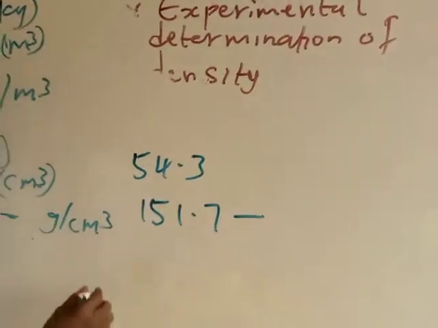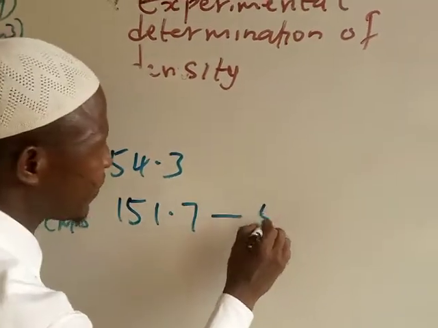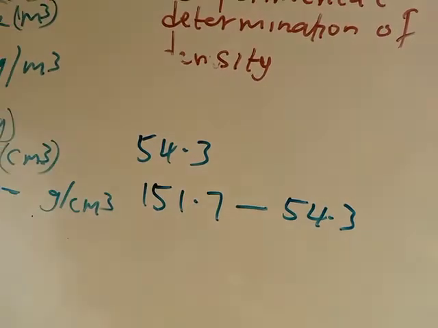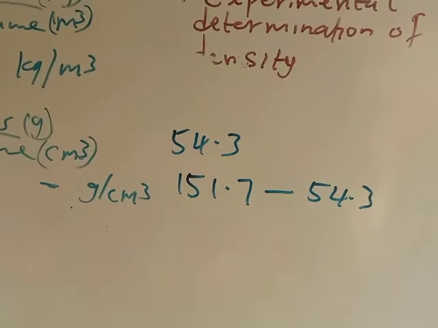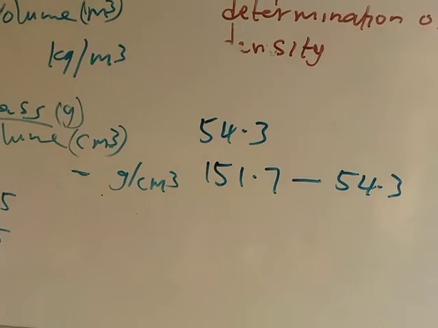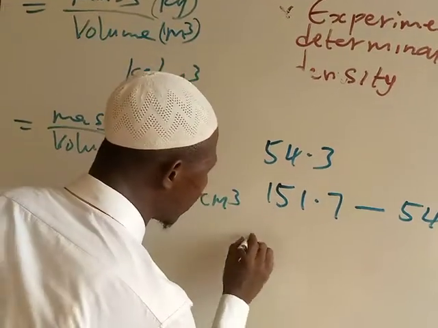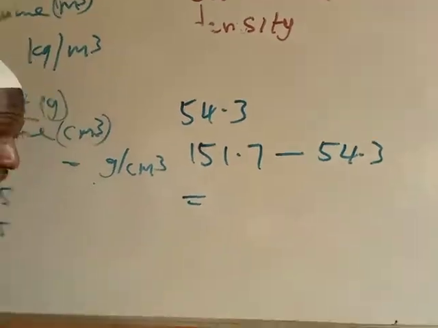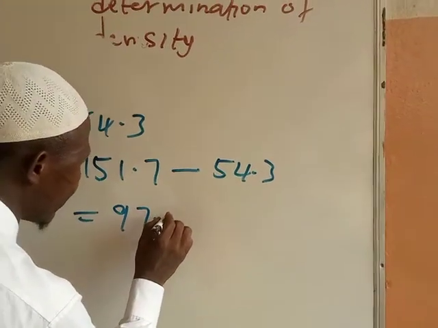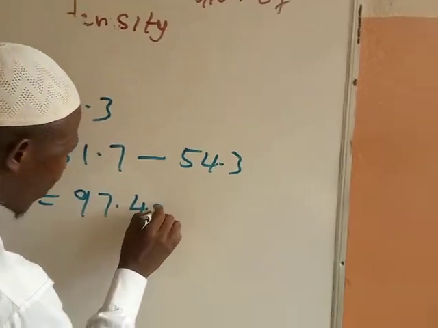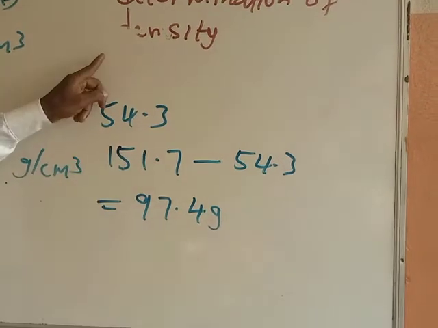So we are going to say 151.7 minus the mass of the glass itself, which is 54.3. So 151.7 minus 54.3 is 97.4. So the result, that is the mass of the water inside the glass, is 97.4 gram, while the volume of water is 100.